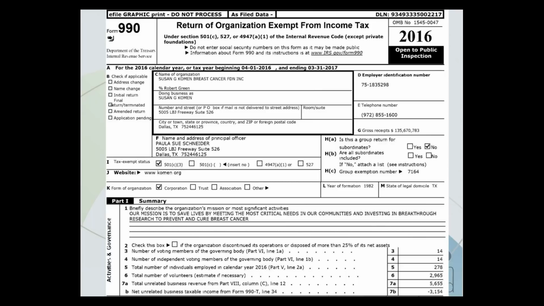Scanning down the page, part 1, the summary. This briefly describes the organization's mission or most significant activities. And it gives you the mission right there.